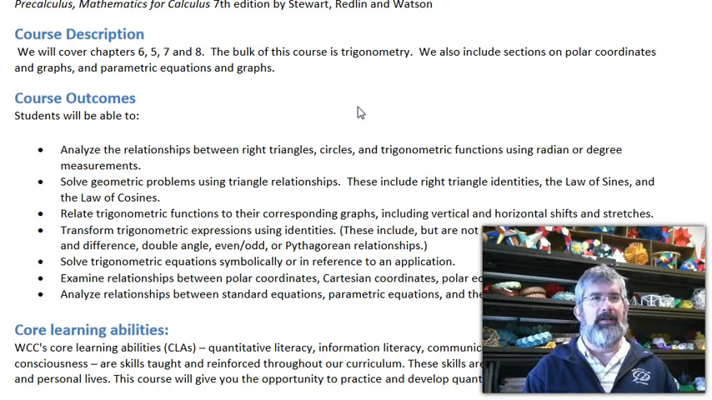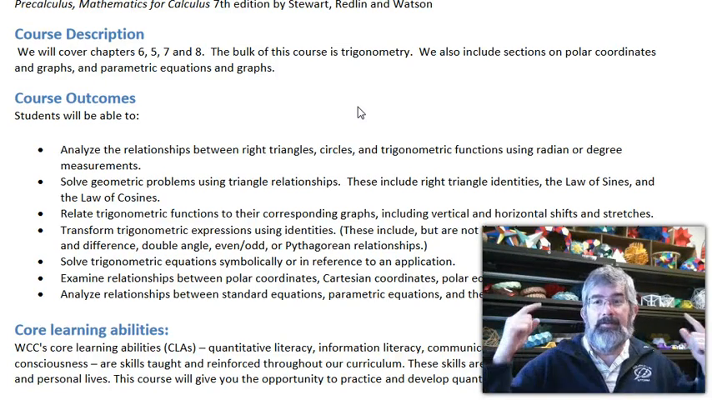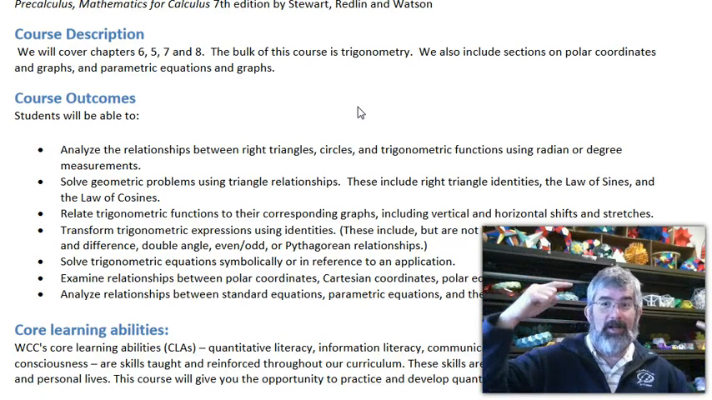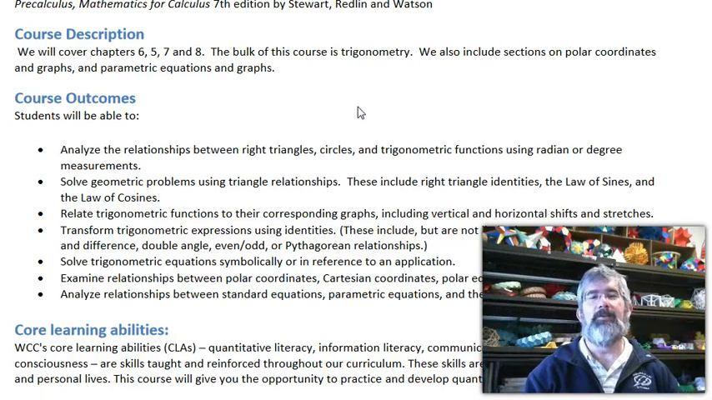And trig is fun. Trig is different. It's more geometric than what you've gotten used to. I loved it because it was more geometric. You can see behind me, I got all kinds of geometry stuff. I love geometry stuff. Anyway, it's very visual.